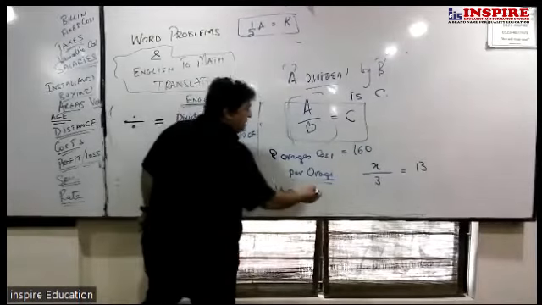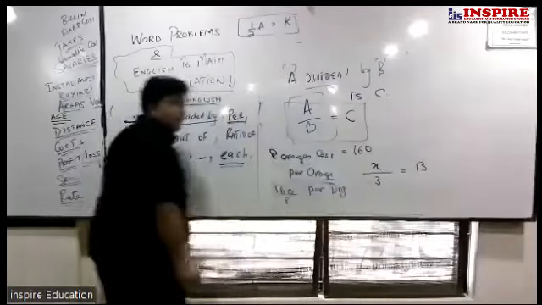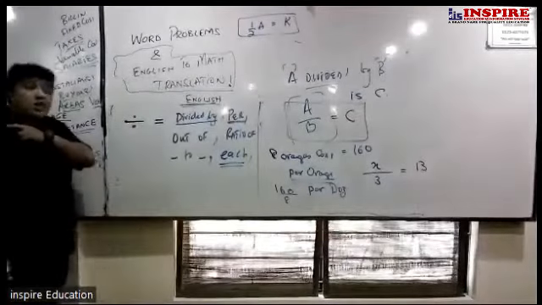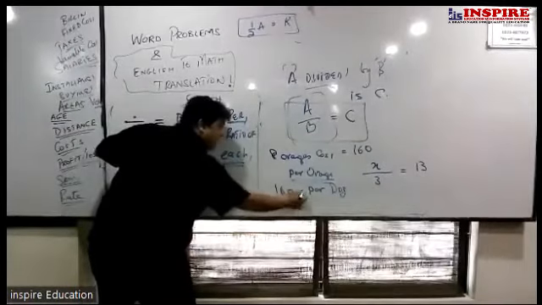If they ask you what's the orange per dozen, now this is going to be funny, huh? No. You got to be dividing them by 8 and then multiplying by?